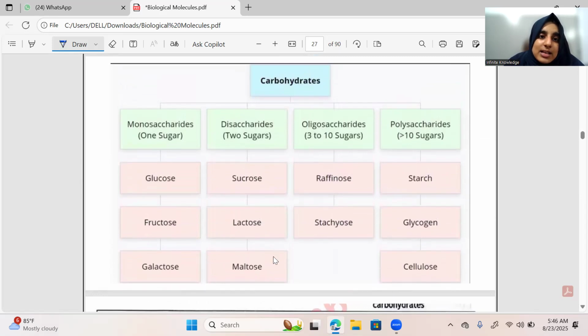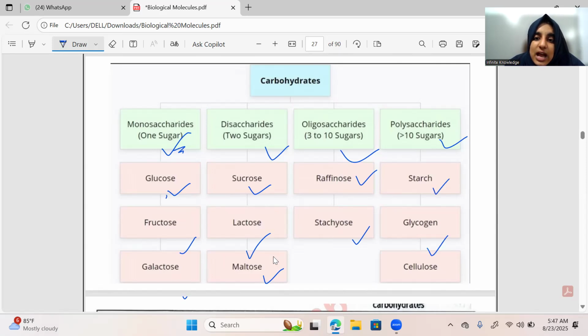Now these carbohydrates are classified, as we studied earlier: monosaccharides, disaccharides, oligosaccharides, and polysaccharides. These are the examples. Please take a screenshot of this slide and learn this by heart, because they ask you what are the monosaccharides, disaccharides, and polysaccharides. Right, so we have got glucose, fructose, and galactose as the main monosaccharides that have got one sugar molecule. Then disaccharides, we have got two: sucrose, lactose, and maltose. And oligosaccharides, we have got raffinose and stachyose. And polysaccharides, we have got starch, glycogen, and cellulose.